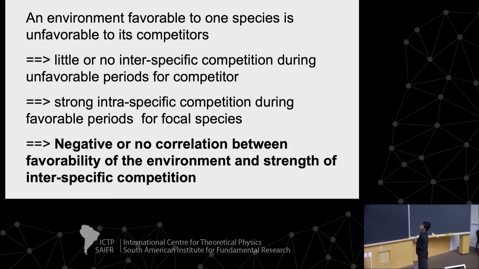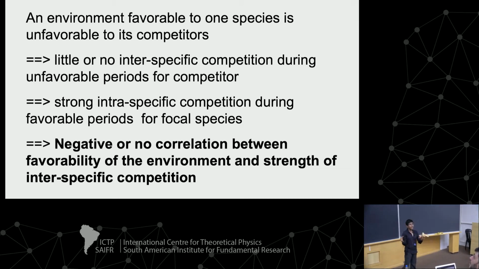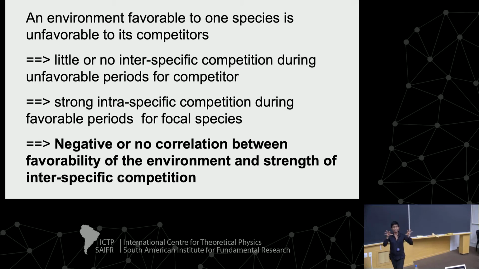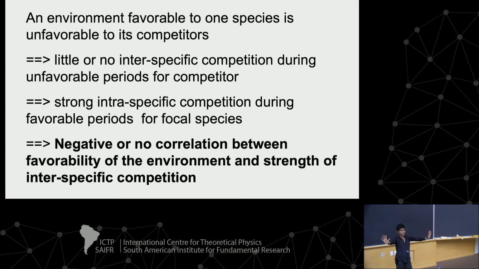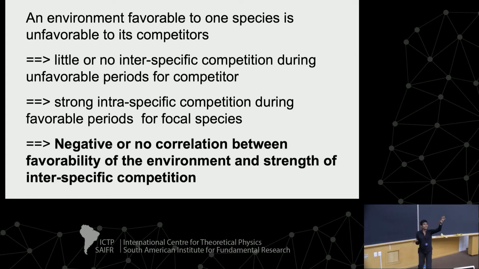An environment favorable to one species is unfavorable to its competitors. What does that mean? What that implies is there's little or no interspecific competition during unfavorable periods for the competitor, right? Which are favorable periods for yourself. You understand? So the favorable periods of the abiotic environment are separated. So when the environment is unfavorable to your competitor, are you going to experience much interspecific competition? No, because your competitor's doing so badly, it's barely surviving. It's undergoing buffered population growth at that time, okay? But what then happens is, since the favorable period of the environment to the focus species is different from the favorable environment to its competitor, that species can increase from small numbers, and it is going to be mostly limited by intraspecific competition when it's abundant.